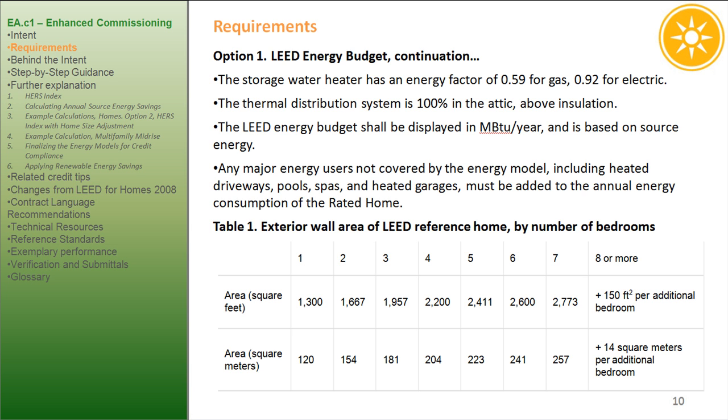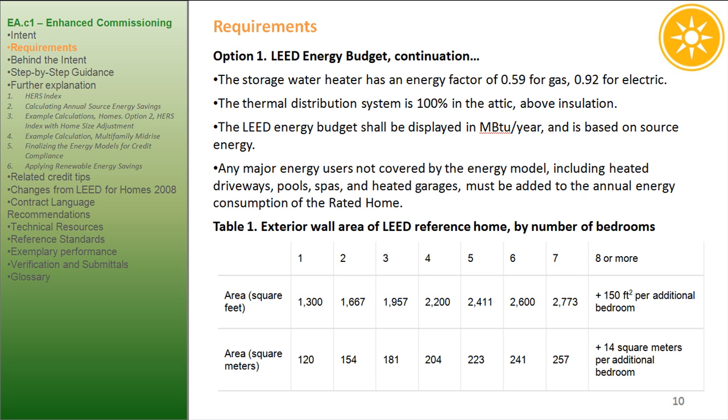Table 1. Exterior wall area of LEED reference home, by number of bedrooms. 1 bedroom equals 1,300 square feet or 120 square meters. 2 bedrooms equals 1,667 square feet or 154 square meters. 3 bedrooms equals 1,957 square feet or 181 square meters. 4 bedrooms equals 2,200 square feet or 204 square meters. 5 bedrooms equals 2,411 square feet or 223 square meters.